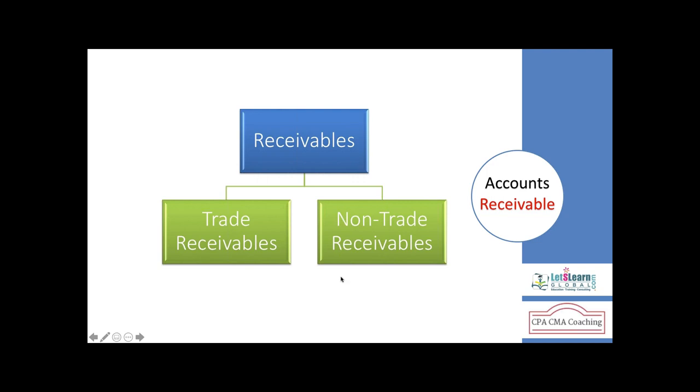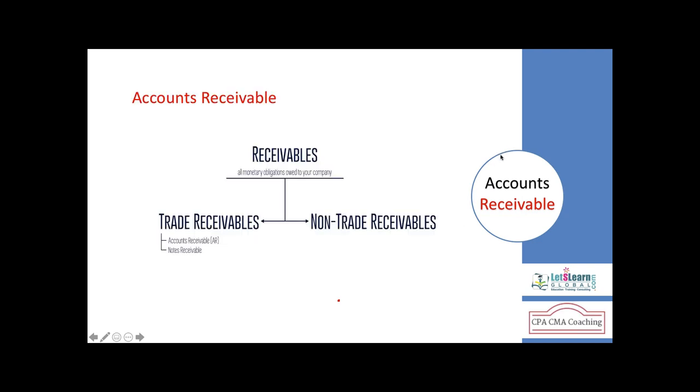The receivables are mainly of two types: trade receivables and non-trade receivables. Trade receivables are those where we have to receive money from the sale of our goods or by rendering our services, purely related to the activities of our business. We sold goods, and the amount is yet to be collected. It's a trade receivable. A non-trade receivable is an amount owed by others to our company, not for selling goods or rendering services, but for some other reasons.